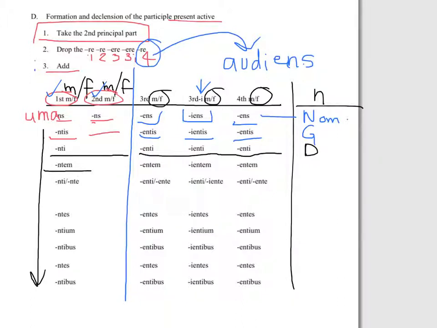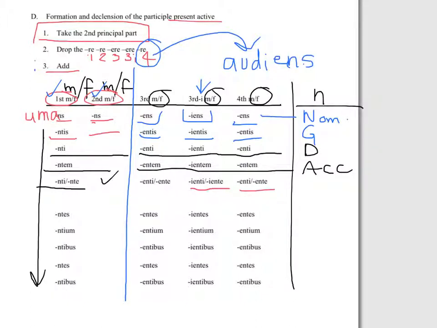The accusative, for the masculine and feminine, first and second declension, is -ntem, and then -em, -iem, and -em for the accusative. And then the ablative can be either -nti or -nte. Same thing for the second conjugation, masculine or feminine. Then for the third I and fourth, it's -enti or -ente, -ienti or -iente, or -enti, -ente.